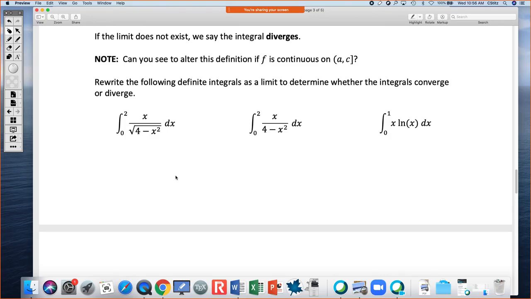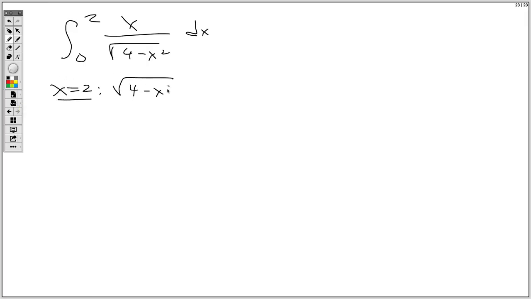Let's look at the first one there, the integral from 0 to 2 of x over the square root of 4 minus x squared. And once again, at first glance, it doesn't look like anything's wrong with this integral. We're not integrating to infinity. However, we've got to notice here that when x equals 2, that denominator is 0. And so that means that the function is not continuous at 2.